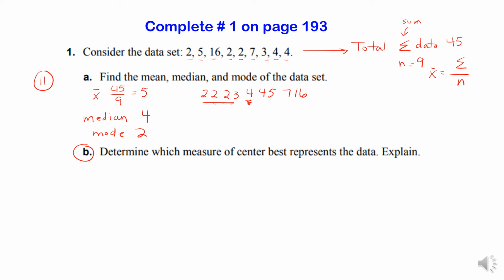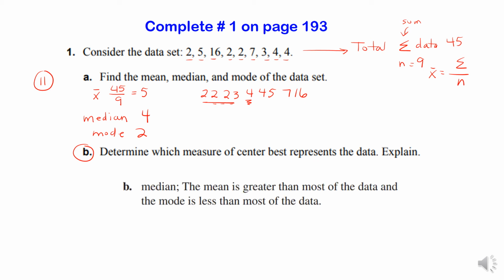They said again that they would choose the median because the mean is greater than most of the data. So here's the median. It's greater than most of the data. And the mode is less than most of the data. So that's why they picked the median.